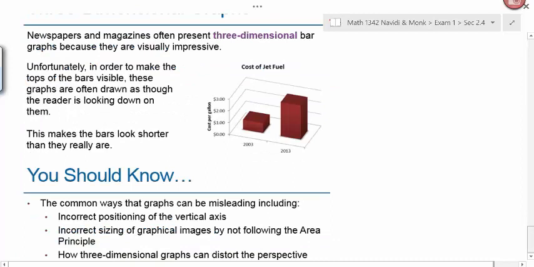At the end of this section, you should know the common ways that graphs can be misleading. This would be incorrect positioning of the vertical axis. This happens when we don't start our baseline at 0. Incorrect sizing of graphical images by not allowing for the area principle. And then three-dimensional graphs distort perspective. And this wraps up section 2.4.